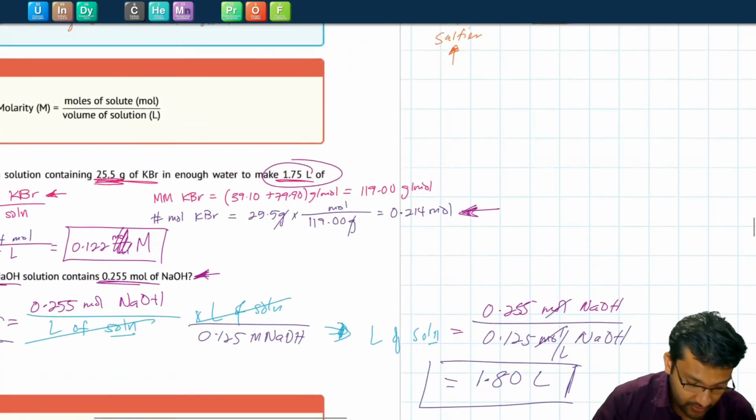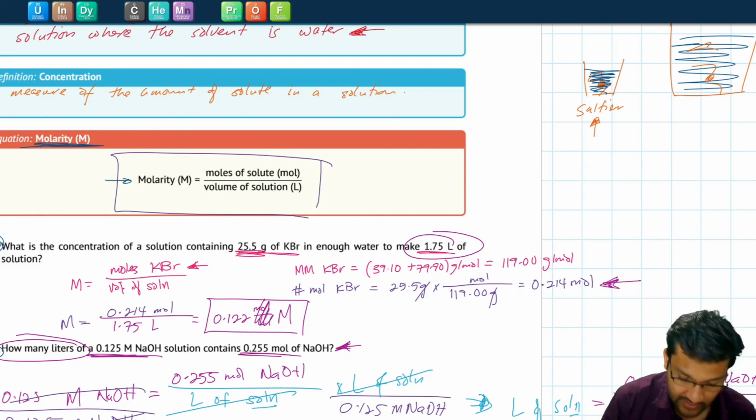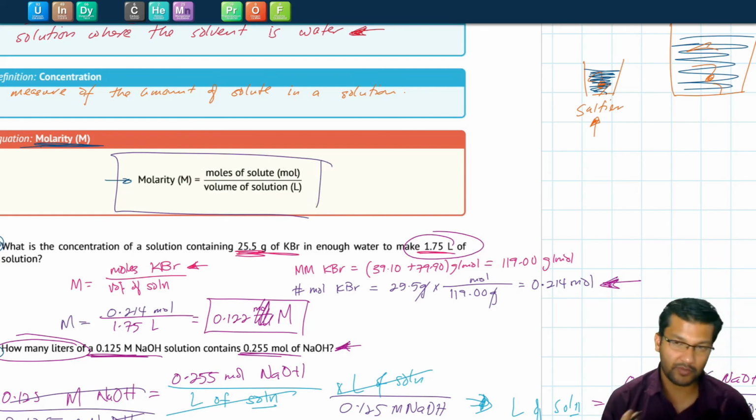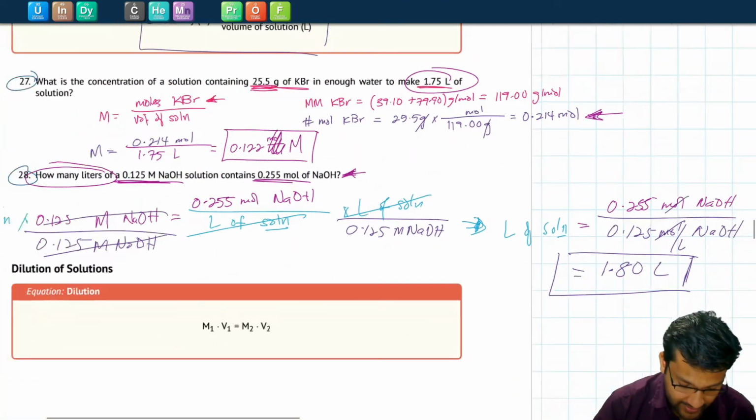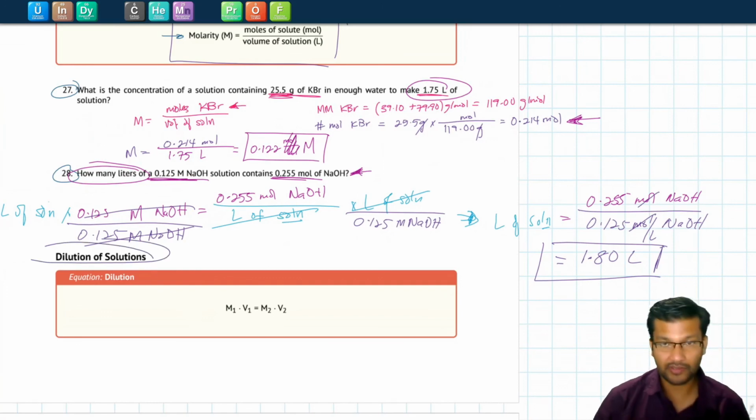Again, once we know the formula for molarity, which is moles over liters, if we have any two of these, we can figure out the third by using a little bit of algebra and rewriting the equation. All right, in our next video, we're going to look at how we calculate dilutions of solutions.